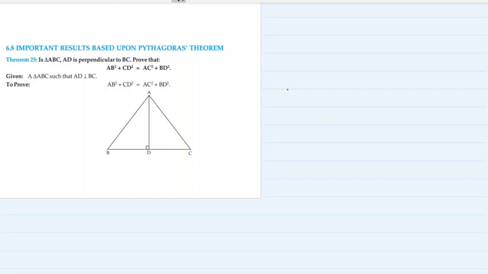In triangle ABC, AD is perpendicular to BC. To prove that AB square plus CD square is equal to AC square plus BD square. We have written given, to prove, everything is there, the figure is there in front of you. Let's directly start with the proof.